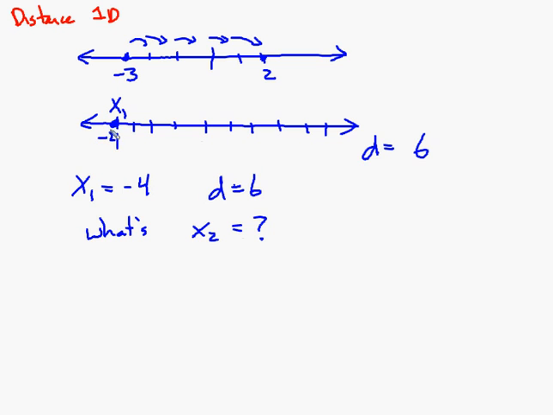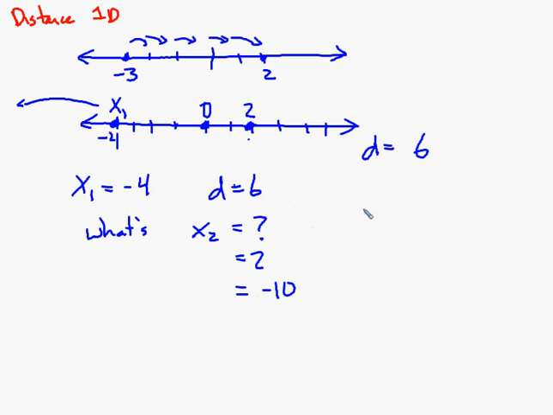Well, I have a total distance of 6. So that would mean 6 units to the right of this negative 4. So 1, 2, 3, 4, 5, 6. So that would give me this point right here. I believe that's a 2. 1, 2, 3, 4, yep. This is 0. So this is 2. So x2 could be 2. Or I actually could go the other way. It could also be negative 10. Those are my 2 options.